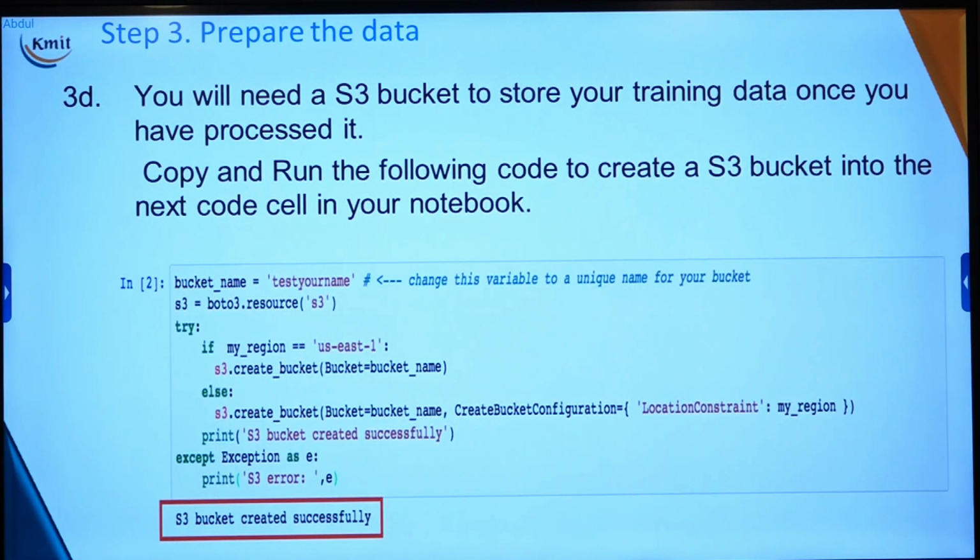Preparing the model needs an S3 bucket first. We will create an S3 bucket to store our trained data once you have processed it. How do you get the S3 bucket? If you see this code, bucket name is equal to your test name, some name you are going to give, and this name should be unique. We have studied in the S3 concept that if you want to access a bucket, you should have a unique name. Everybody will be accessing buckets and creating buckets in Amazon S3, so your name should be unique. It is going to be your URL.